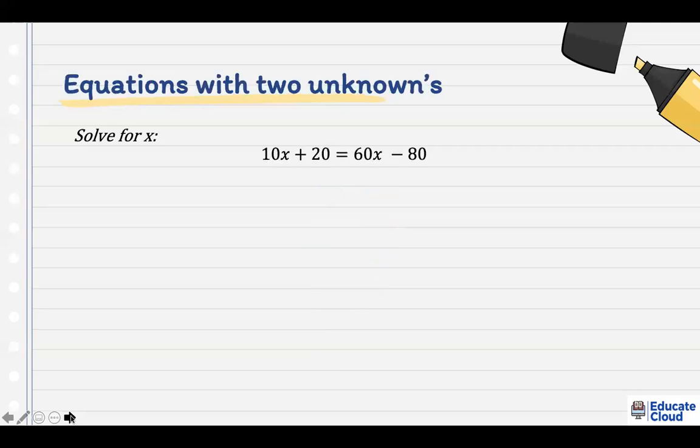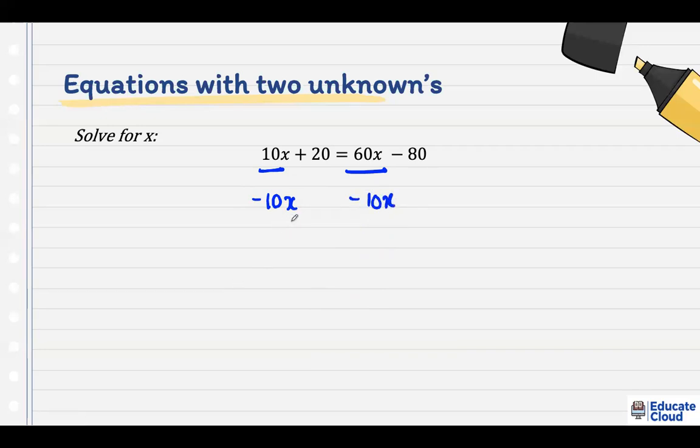Now we're going to have a look at equations with two unknowns. The method behind these is that the first thing you need to do is spot which one is smaller. Is the 10x smaller or the 60x smaller? Look at your x variables, which could be y, z, any letter, and you're going to take away the smaller one. So do the inverse operation. Here I'm going to take away the 10x from both sides.